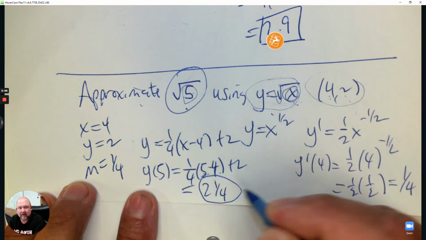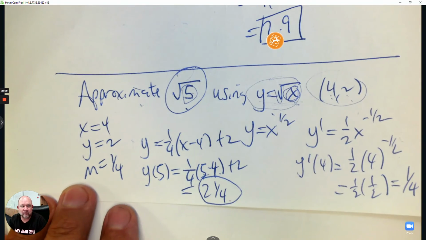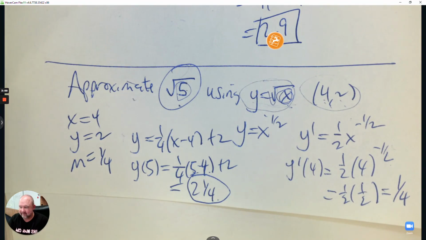So what's the approximate value of the square root of 5? And the answer is 2 1/4 using a tangent line. All right, there's your review.